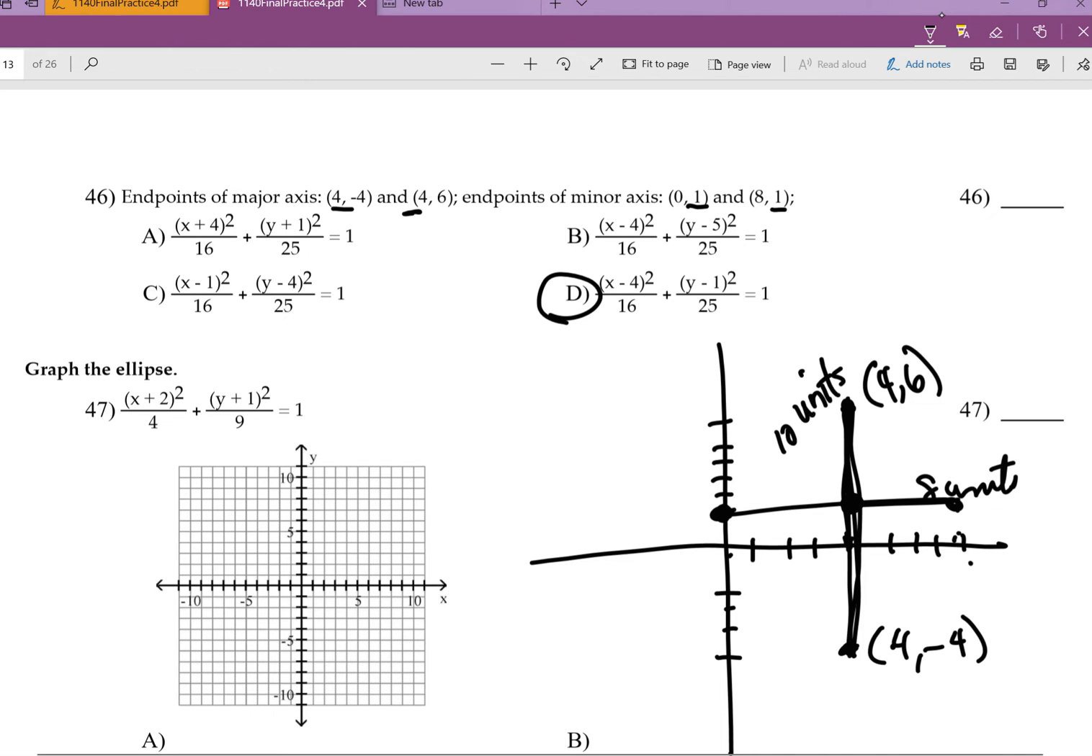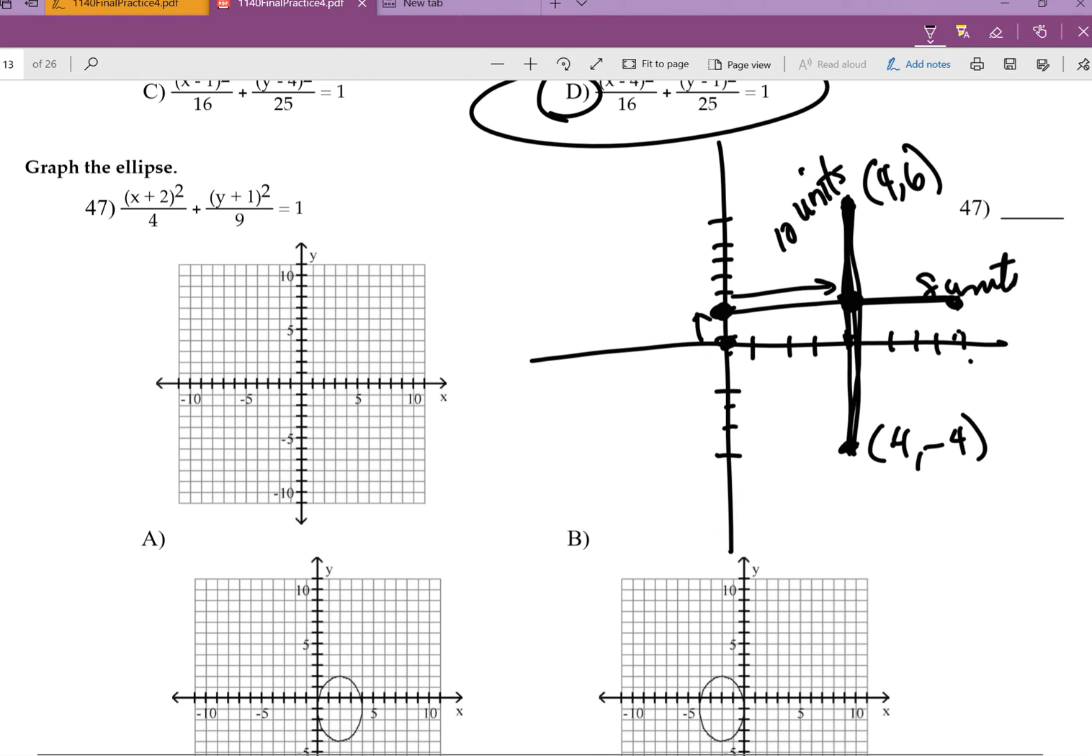Notice this is the center where the two lines meet. Notice that from 0, 0, what has happened is I've gone up 1 and over 4. So the x value shifted 4 units this way, and the y value up 1. So this has to be the answer here, okay? That just takes a little bit of analysis. This one is about the same thing.